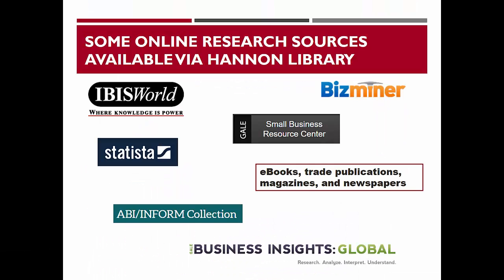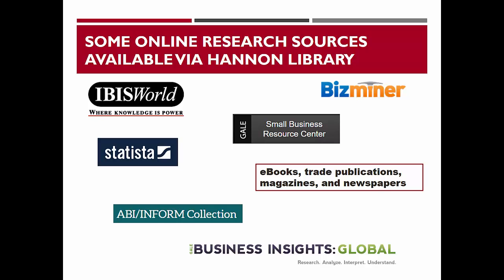So we have a number of online research sources that are available to you via Hannon Library. I personally love online sources because you're able to access them even when you're not in the library in most cases, as long as you have your SOU login information. Some of the resources that we have are IBISWorld, which is going to give you some great industry market research reports. BizMiner, which can help you identify industry research and company information for a specific geographical area. We've got the Gale Small Business Resource Center, which brings together a lot of different types of resources that are helpful for small business owners and people with ideas for small businesses.